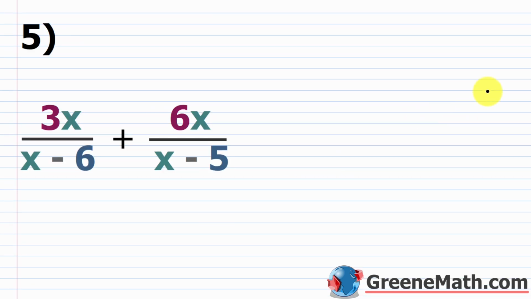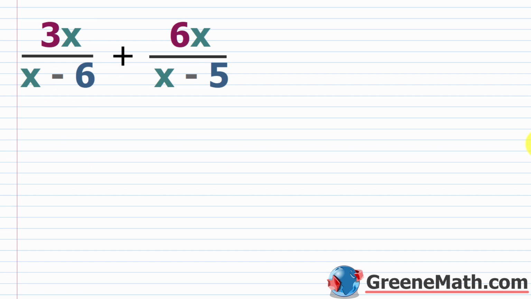All right, let's look at problem number 5. So what we have here is 3x over x minus 6 plus 6x over x minus 5. So before you even start, notice that you have a 3x that could be pulled out. I think we'll wait to pull it out just for a moment. So we know the LCD here, this is x minus 6, this is x minus 5. It's just the product of the denominators. So I would take 3x and multiply it by the other denominator. That's what I would need, so x minus 5.